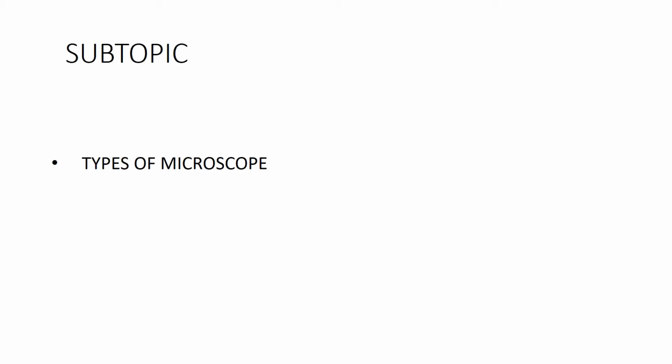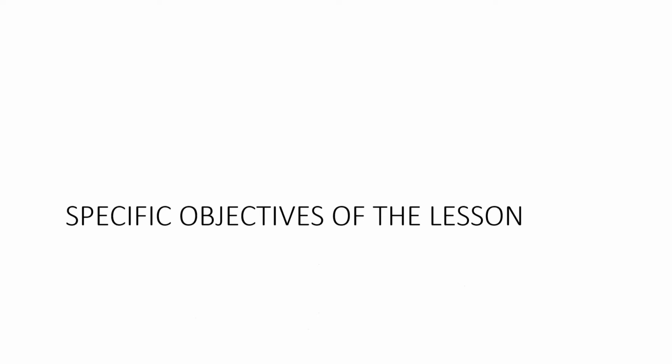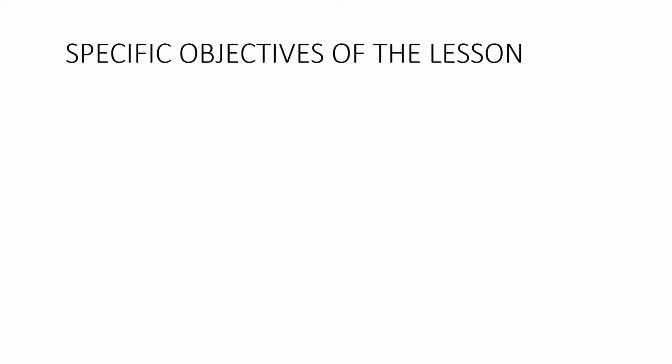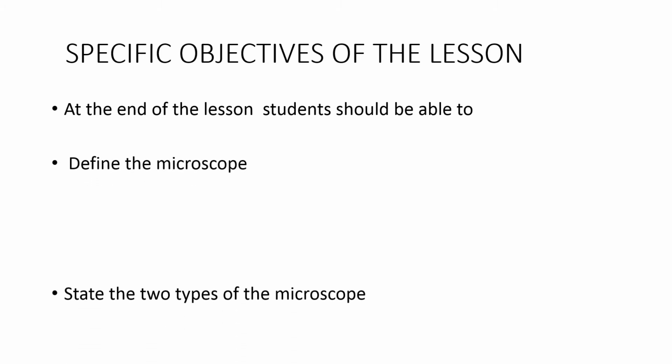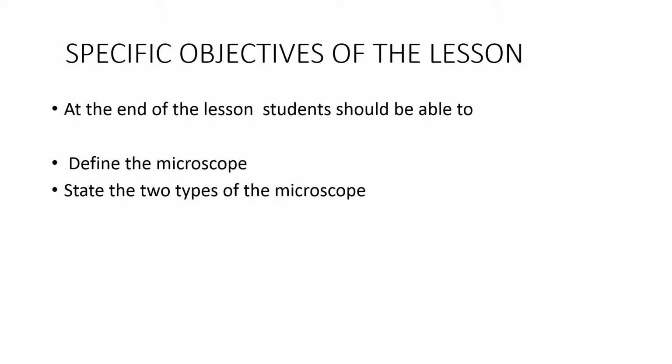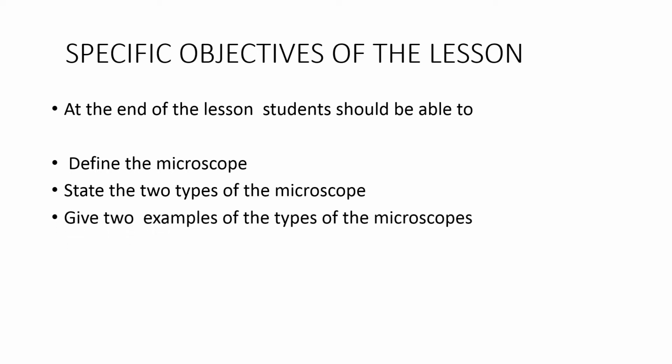The topic for discussion today is microscope, and then the subtopic is the types of microscopes that we have. At the end of the lesson, students should be able to define what microscope is, should be able to state the types of microscope and give examples of the different types of microscope that we have.